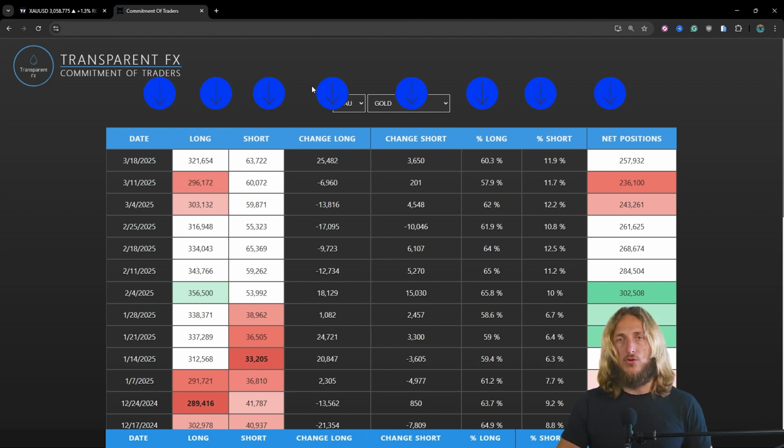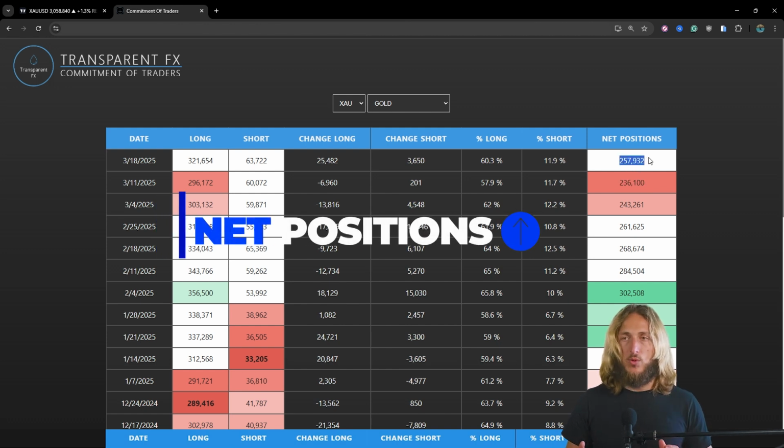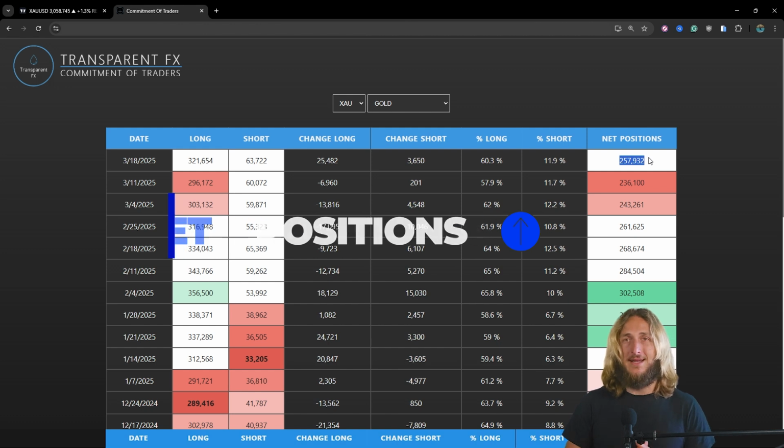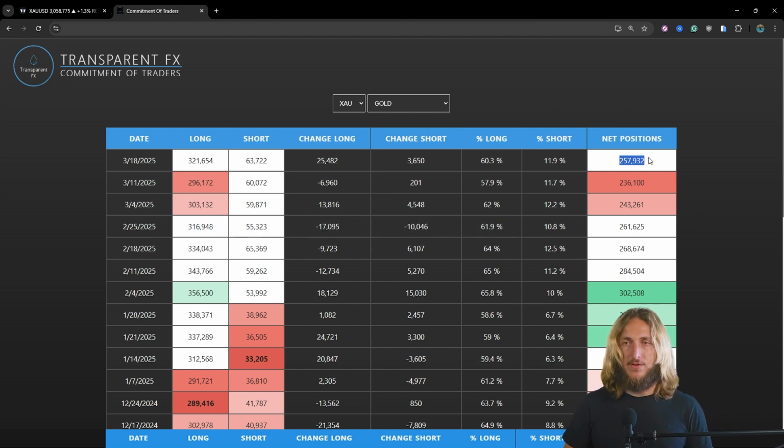Now, if we look at the data for gold, what we can see is that with the last reports, we just went from having 236.1k net positions all the way up to 257.9k. So we had a strong increase of net positioning, showing how institutions have been moving back to the bullish side for gold, adding another 25,400 longs just with the last report, reaching at the moment 321k longs compared to only 63k shorts. So we have a massive amount of longs compared to shorts from an institutional perspective.